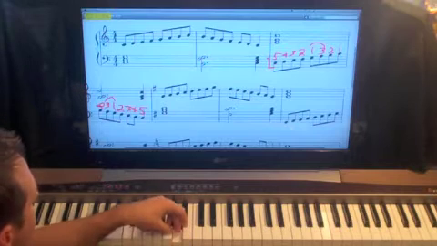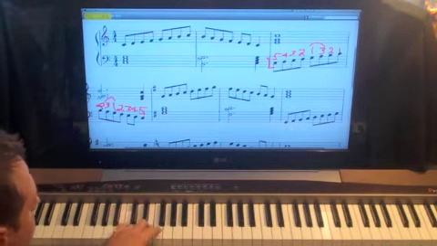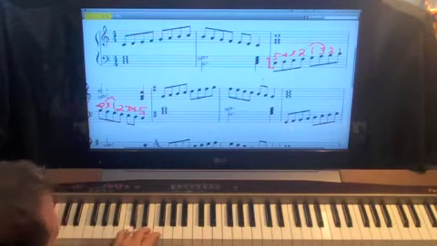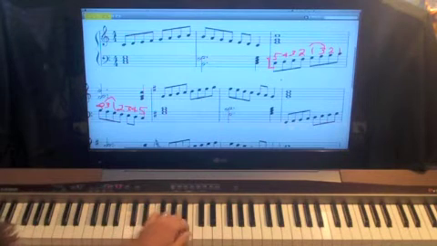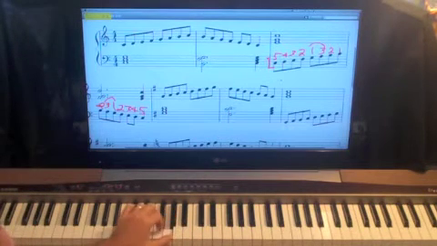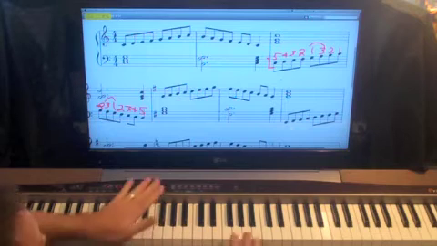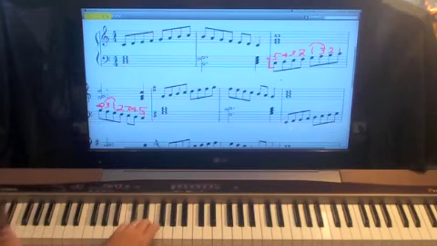5, 4, 3, 2, 1, 3, 2, 1, 2, 3. Thumb under. 1, 2, 3, 4, 5, 1, 2, 1. Cross over. Make it easy. Don't make a big deal about it. If you angle your hand a little bit this way, it makes it easier to get them done.